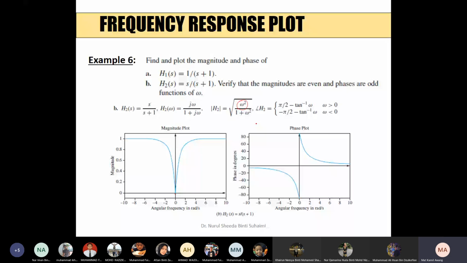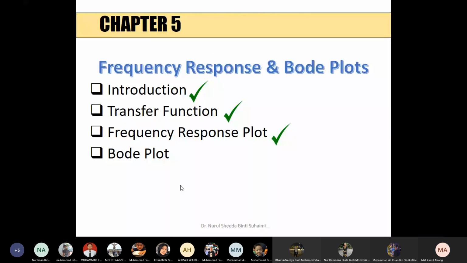This one you can work on your own. This is actually an example from the textbook. So that is the frequency response plot. And what we are interested in is the Bode plot, because this is very useful for plotting the transfer functions.